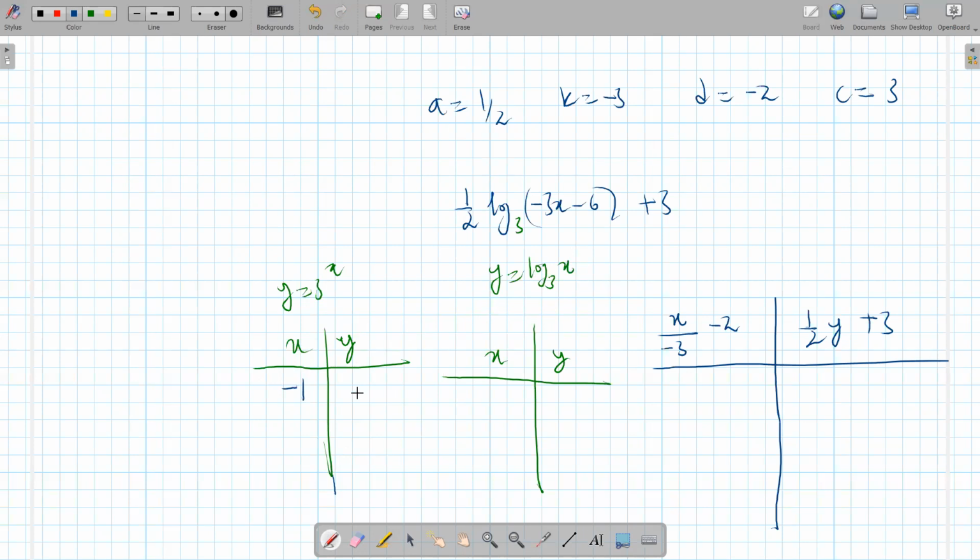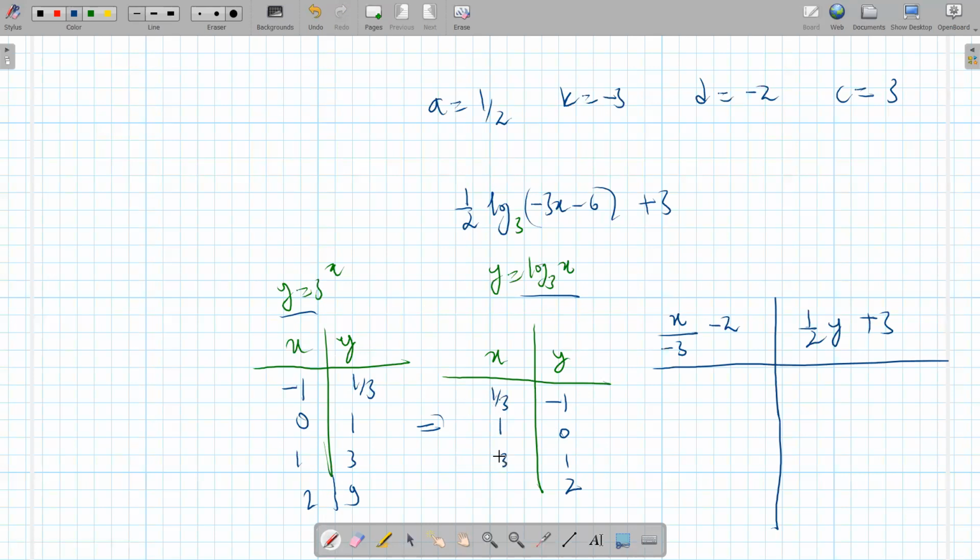So when x is minus 1, y is 1 over 3, yeah? Yeah. And you keep going. 0 is 1, 1 is 3, 2 is 9. Okay. Now we're going to flip the x and the y. X becomes the y because they are inverses of one another, yeah? Yeah. And then the y becomes the x.